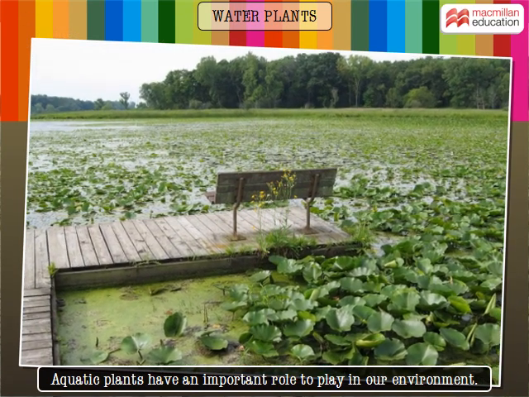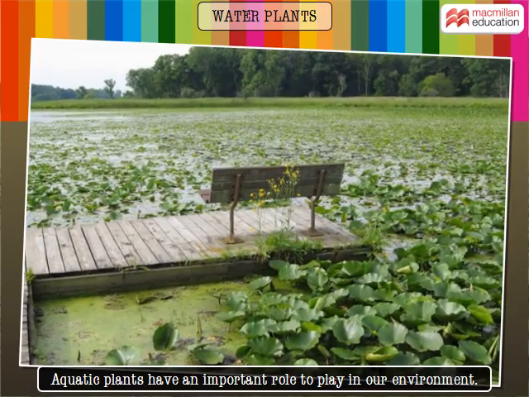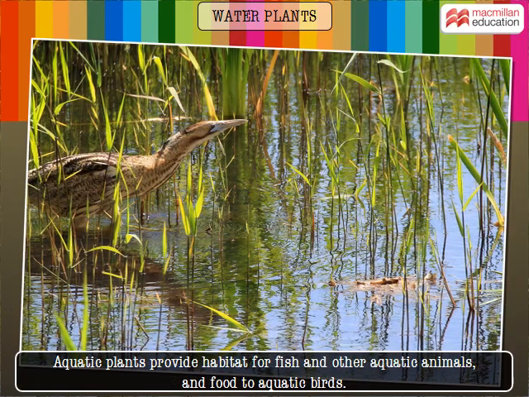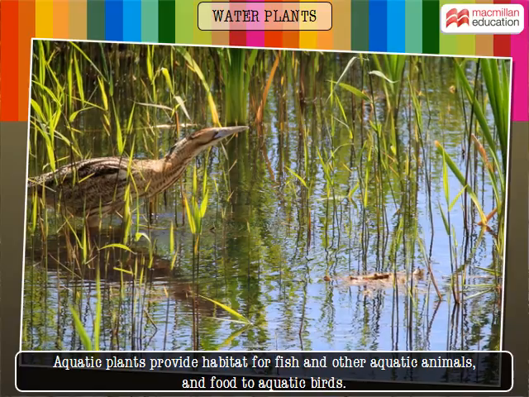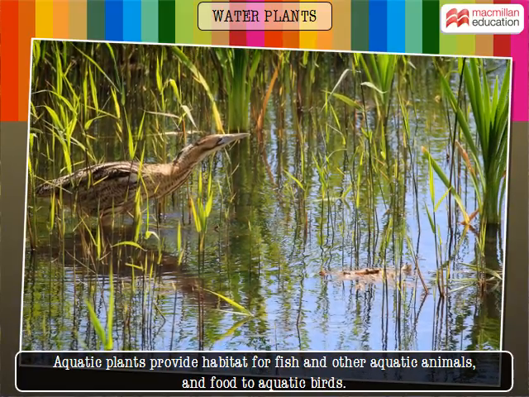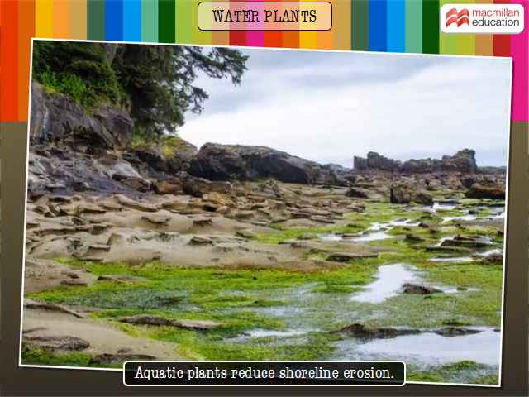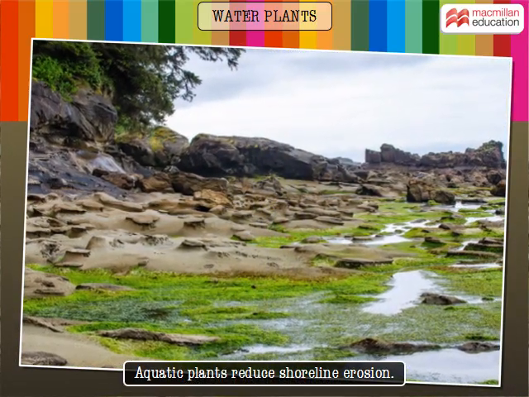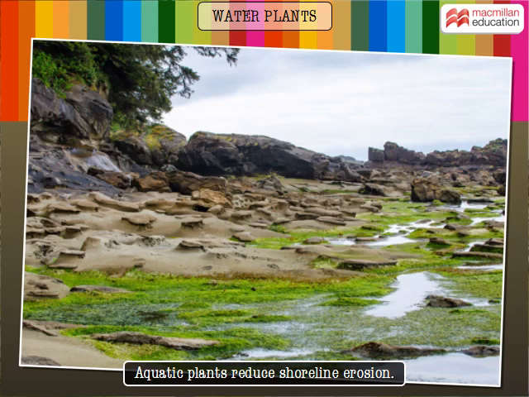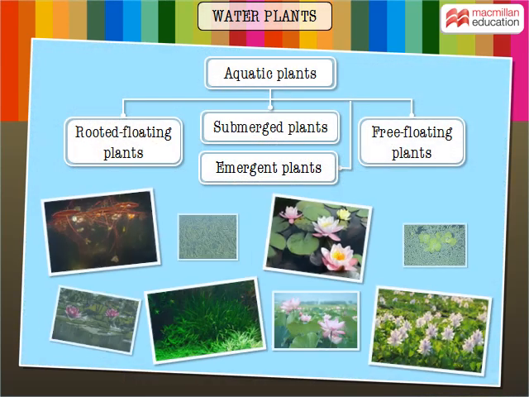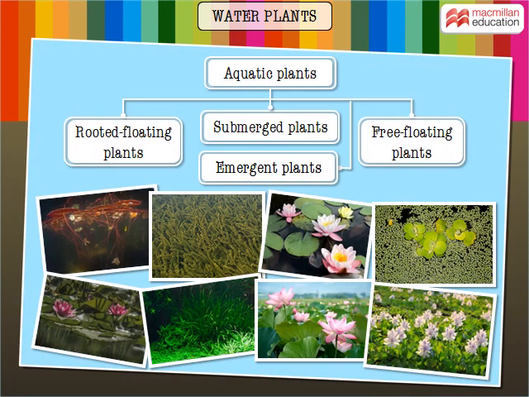Aquatic plants have an important role to play in our environment. They provide habitat for fish and other aquatic animals and food to aquatic birds, and also reduce shoreline erosion. With this, we have come to the end of this module. Here is a recap of what we've learnt.